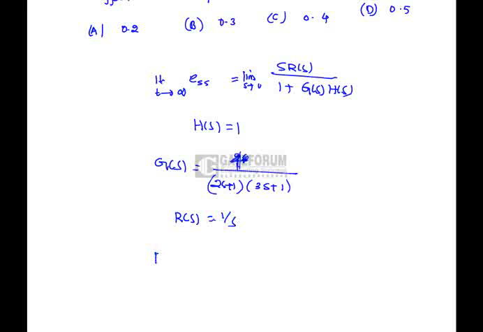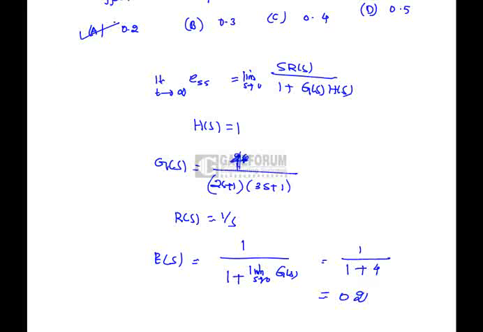Hence, steady state error ess equals 1 by 1 plus limit s tends to 0 of g of s, which is nothing but 1 by 1 plus 4, which equals 0.2. Hence option A is correct.